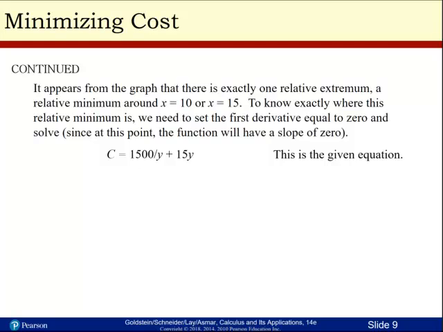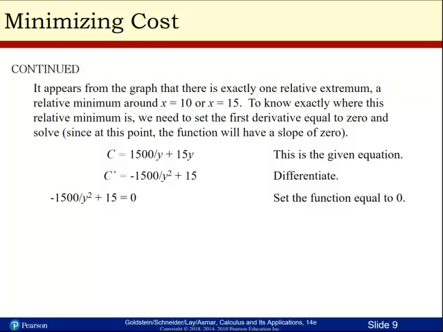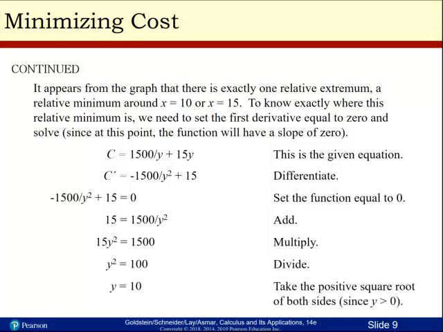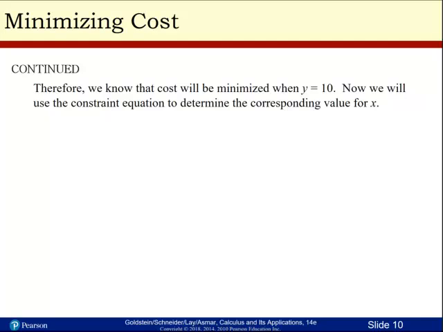So here's our cost equation. Take the derivative. We're going to get that c prime is negative 1500 over y squared plus 15. We're going to set this equal to 0, and then solve for y. When we do that, we end up with y equal to positive or negative 10. Of course, I can't have a side that equals negative 10 in length. That wouldn't make sense. Therefore, we know that the cost will be minimized when y is 10.